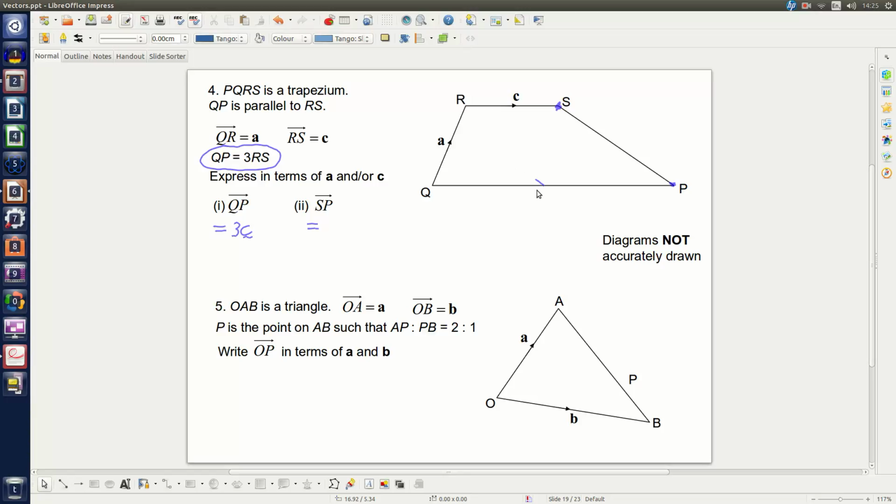Now, as we already know that this bottom vector is 3C, we've got a way of getting from S to P, because S to P is the same as S to R plus R to Q plus Q to P.